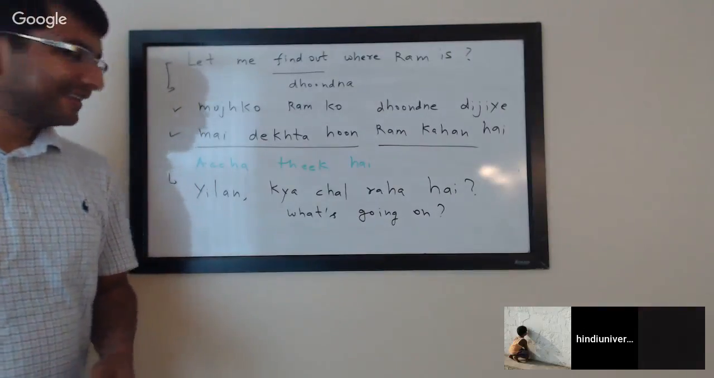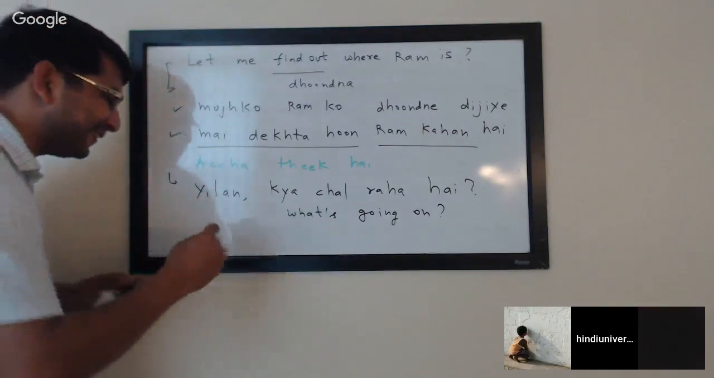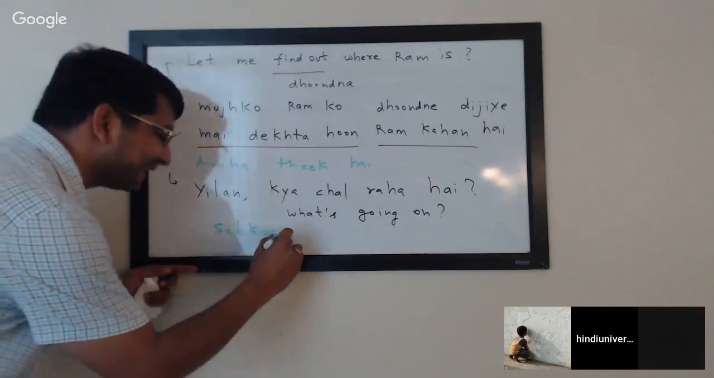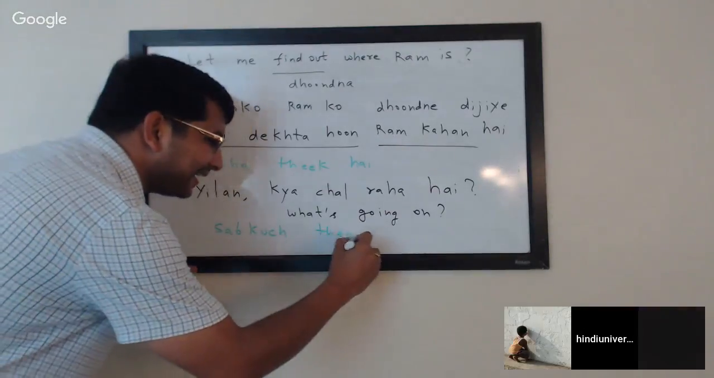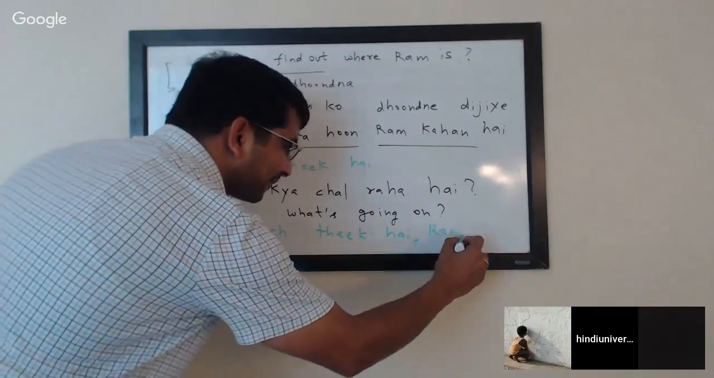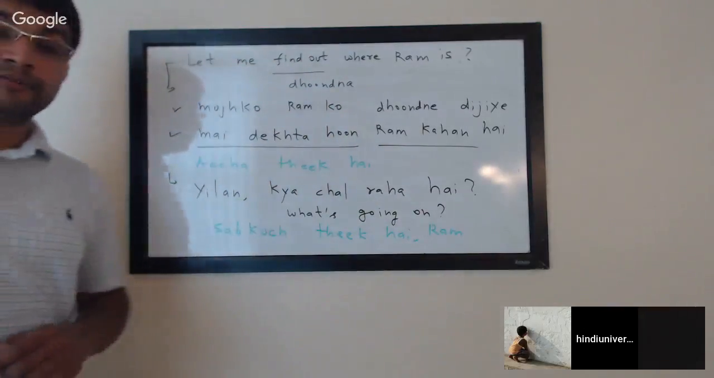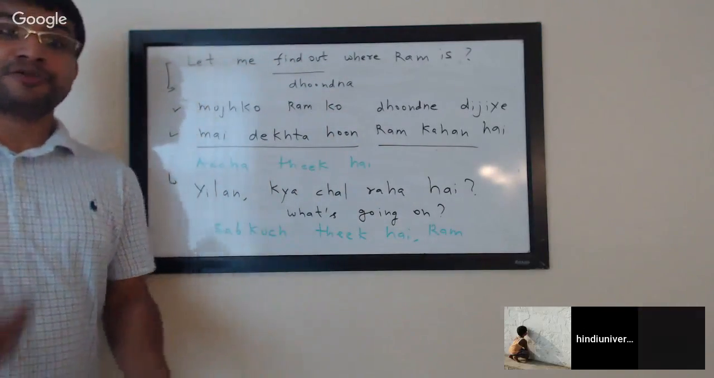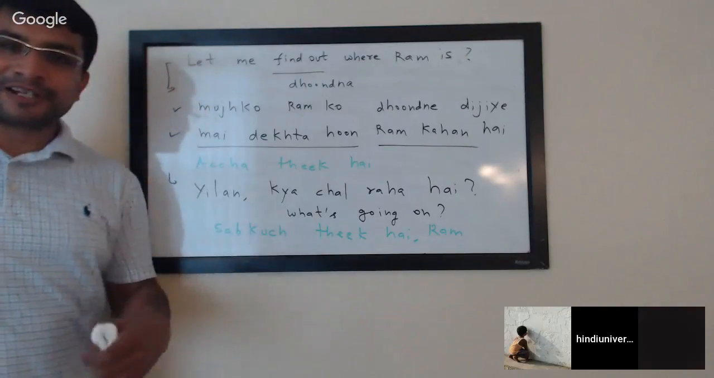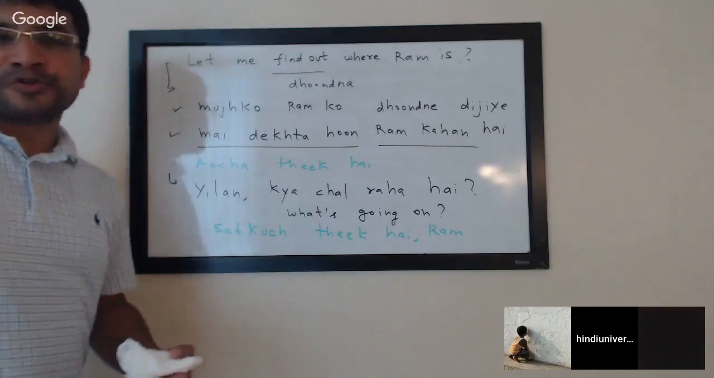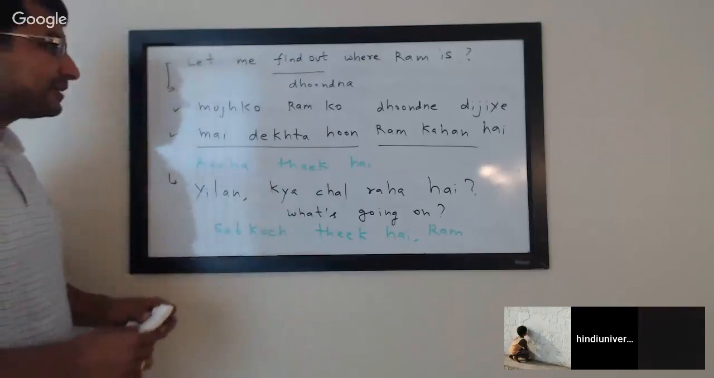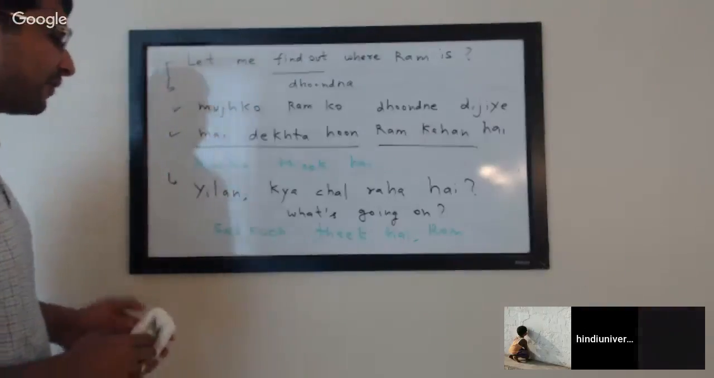Sab kuch theek hai. Sab kuch theek hai. Okay, very good. Sab kuch theek hai. What you want to do, feel free. Actually, believe that you're on the phone. That's when things will come more naturally. You're doing great in terms of coming up with the sentences, but engage in the conversation like you are actually on the phone. Okay. What else would you like to find out from him?